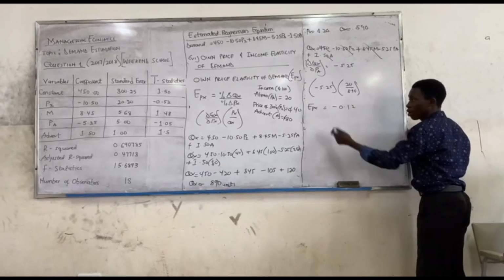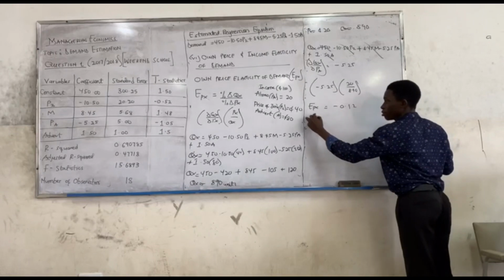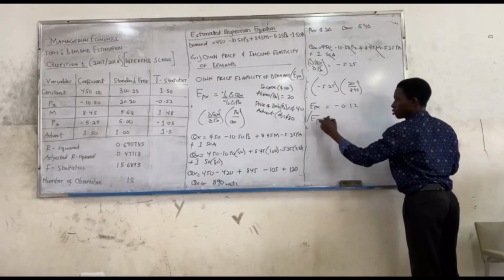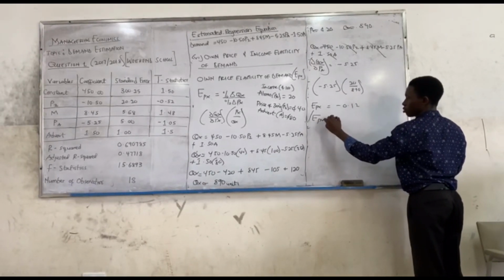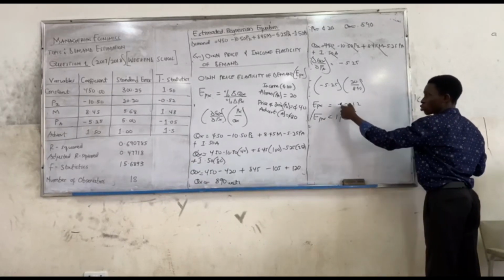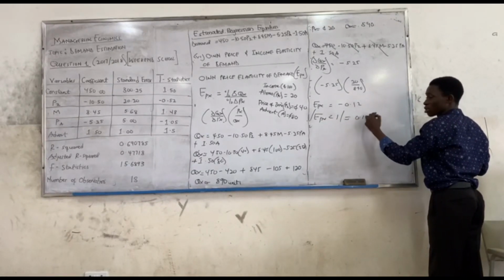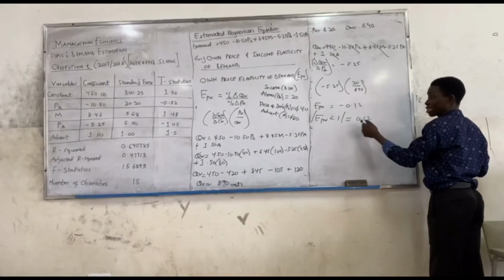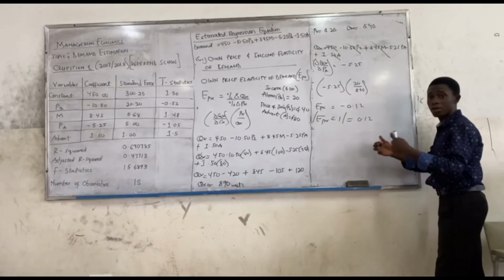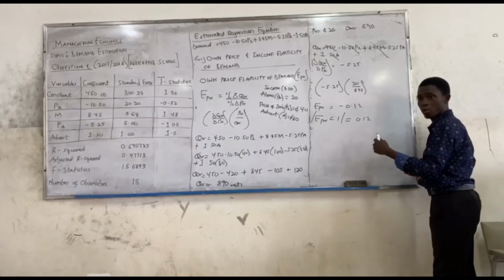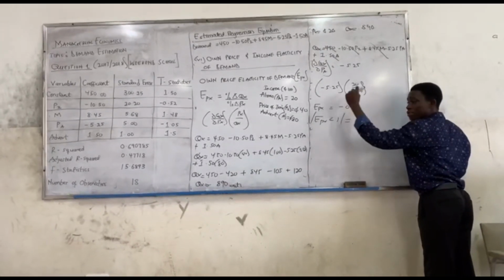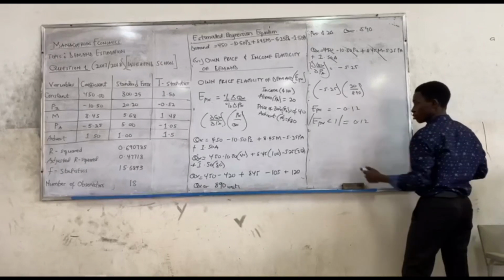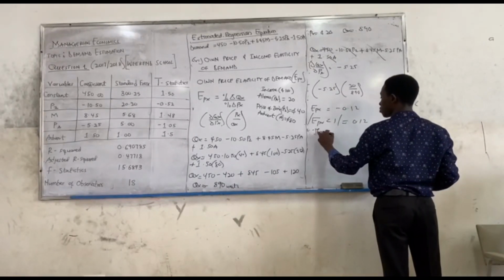If you take the absolute value of it, it becomes positive. So EPX is no more negative but positive. So is it elastic? No, it's still inelastic. Elastic is greater than 1, inelastic is less than 1. The absolute value just removes the negative there. Therefore, the own price demand is inelastic.